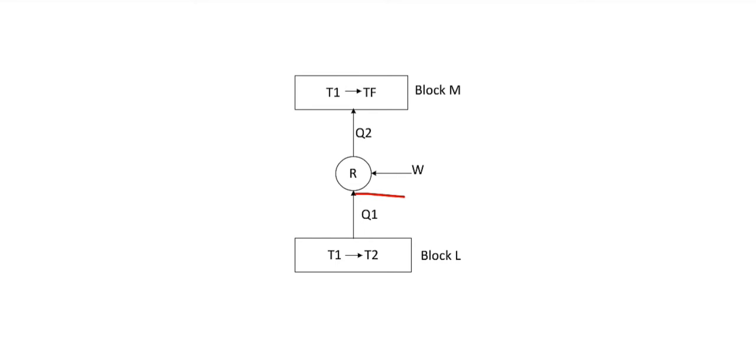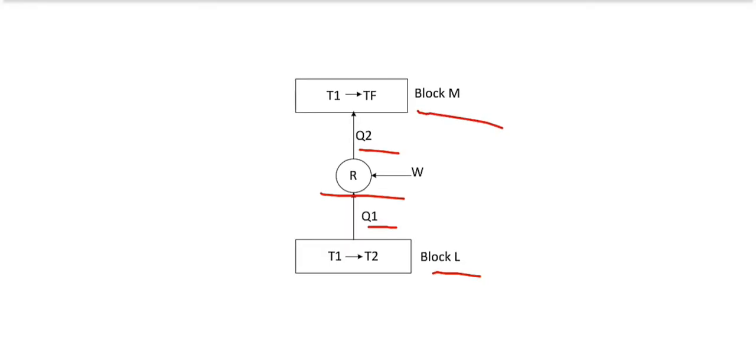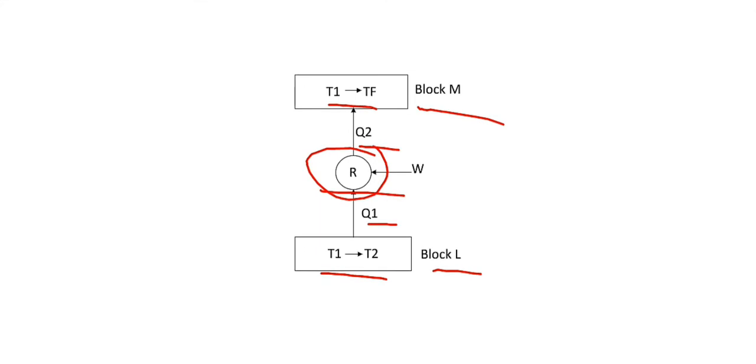Here R is a refrigerator which extracts Q1 amount of heat from block L and rejects Q2 amount of heat to block M, and the temperature of block L changes from T1 to T2 and the temperature of block M changes from T1 to Tf. This refrigerator works until the temperature of block L reaches T2, which is given in the question, equal to 293 Kelvin.